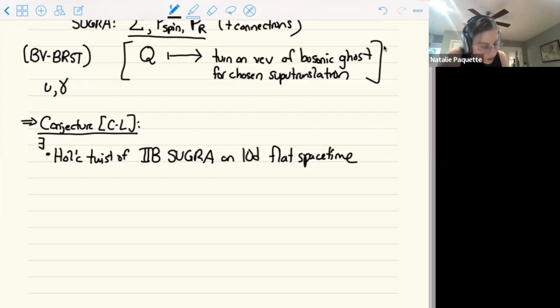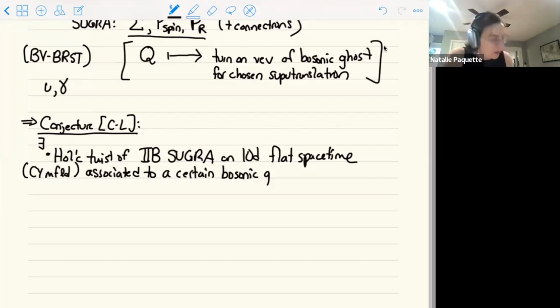More generally, you can actually define it on a Calabi-Yau manifold if you want. And that's associated with a particular choice of bosonic ghost. So the claim is that such a thing always exists. Since I haven't written down the supergravity, I won't tell you too many details about the ghosts, but I think the best way to think about this kind of twist is as follows.